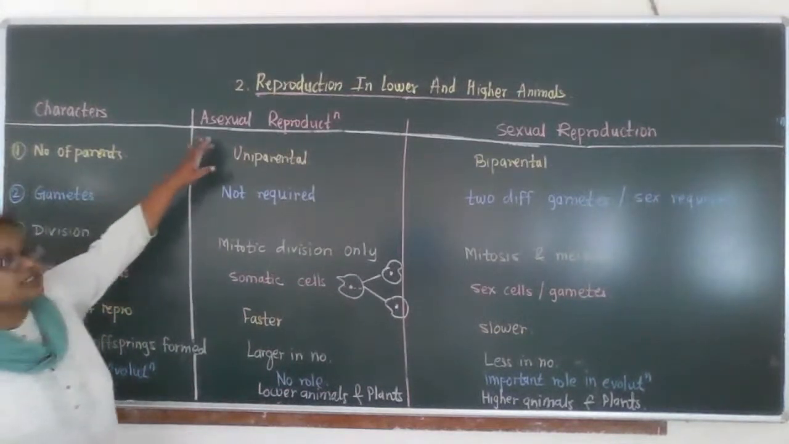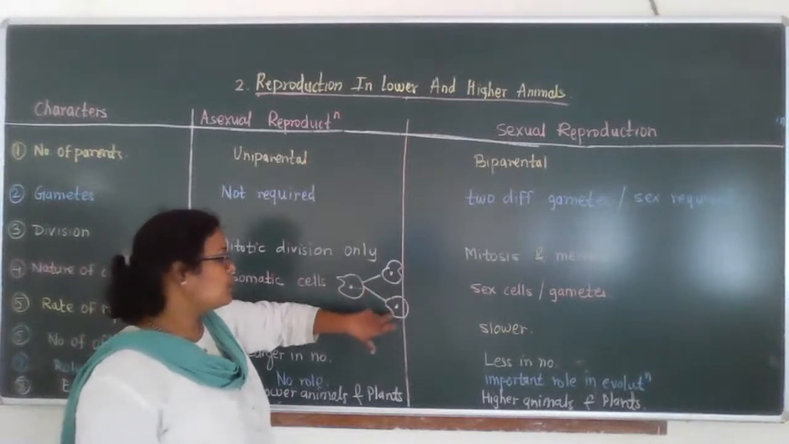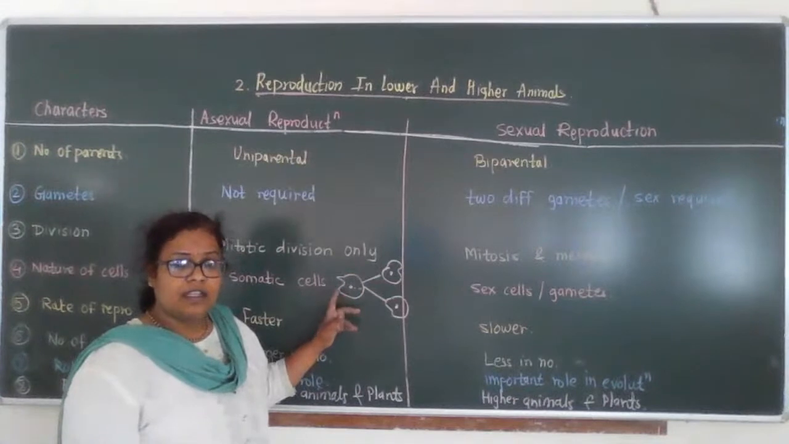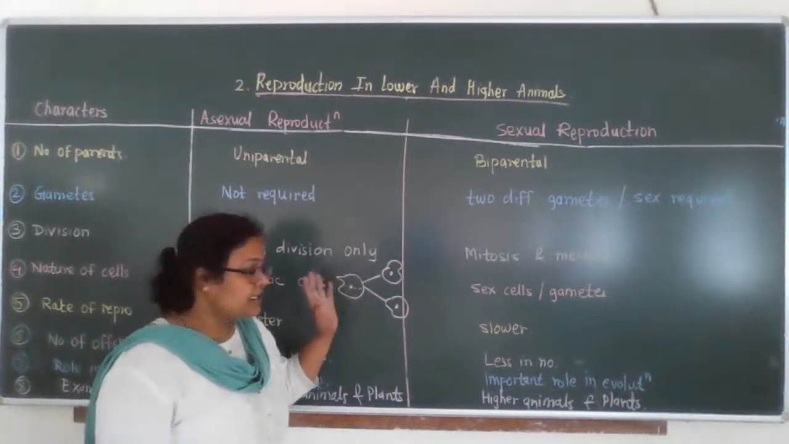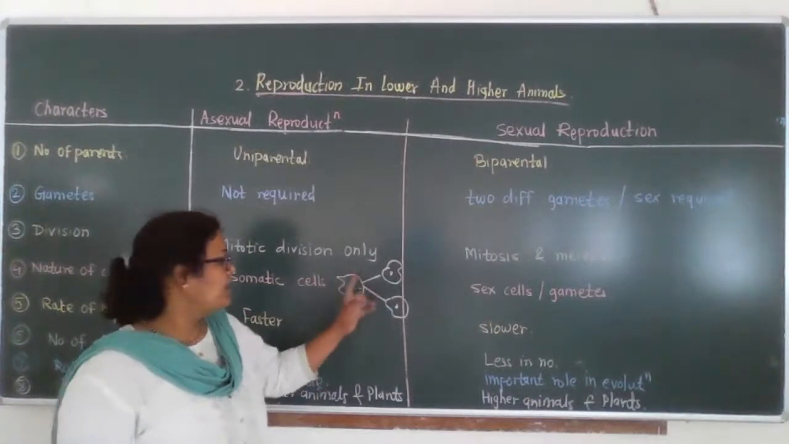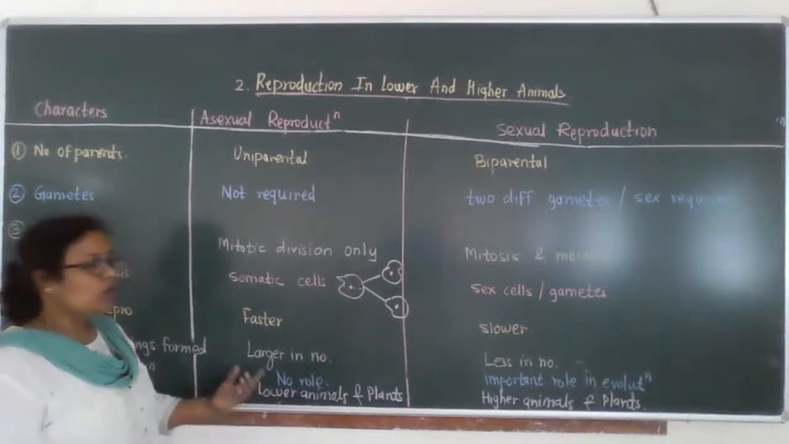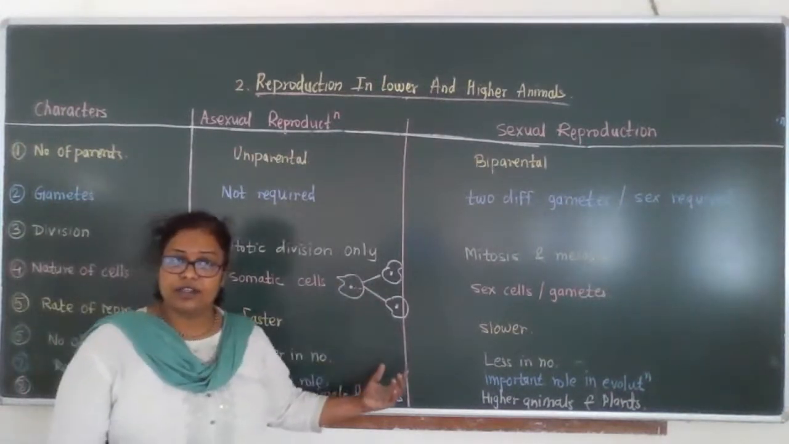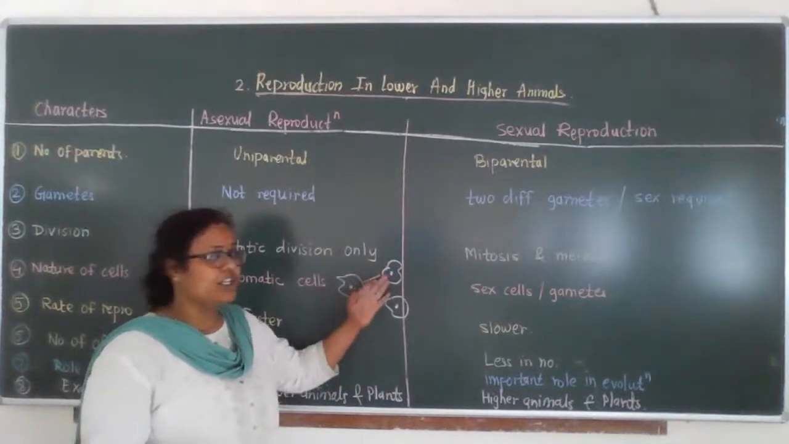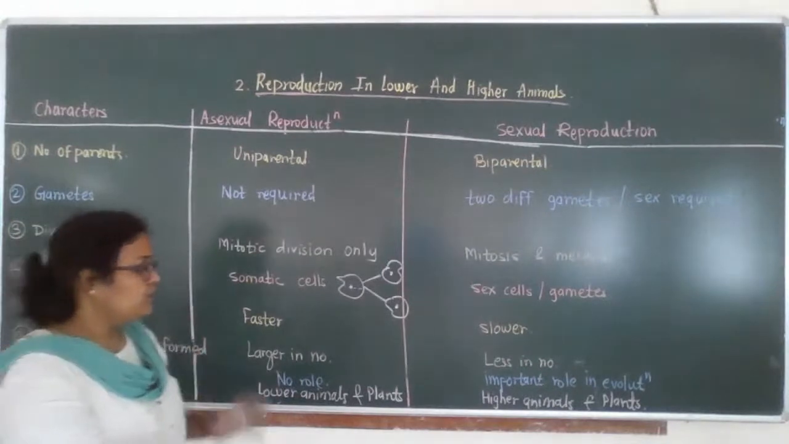In asexual reproduction, the offspring or daughter cells that are formed are exact identical copies of their parents. That means these are clones of their parents. So there is no variation. As in asexual reproduction there is no variation, it doesn't play any role in evolution.